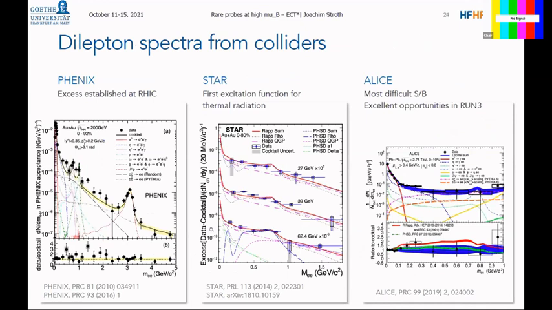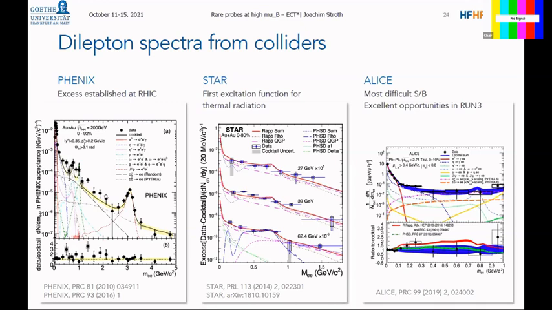At the colliders, of course, dielectrons were also addressed, but this is, of course, a formidable task because you have a lot of pions produced, as I told you, 10 times more pions than baryons. And the pions, with a Dalitz decay, give rise to a huge background, which is not easy to control, even if you have good statistics. The background is large, so signal to background is not very good. Nevertheless, there are very nice measurements which also established the excess yield.